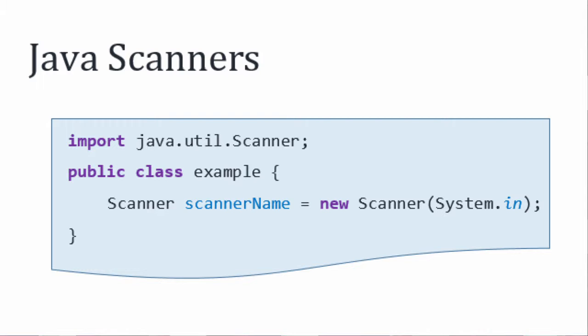But wait, what does System.in mean? It tells the scanner that we're going to get user input by reading what the user types into the console. Remember that when we print to the console, we write System.out instead of System.in. Now we know how to get input from the user.